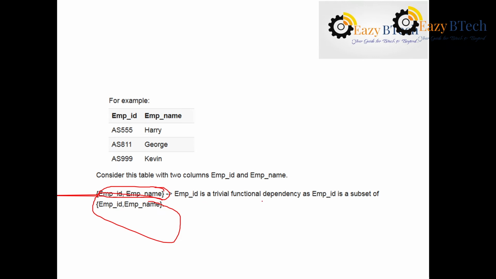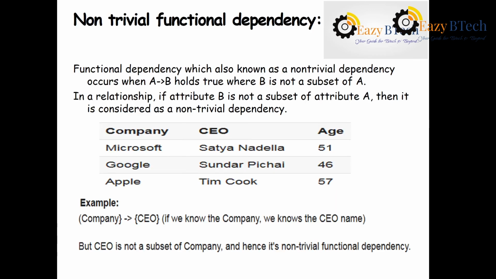Employee ID is trivially functionally dependent on employee ID, meaning these are subsets. Suppose we cannot write directly employee name to employee name. This is not a trivial dependency. Trivial dependency is nothing but each and every attribute depending independently on the particular table. This is about the trivial dependency.